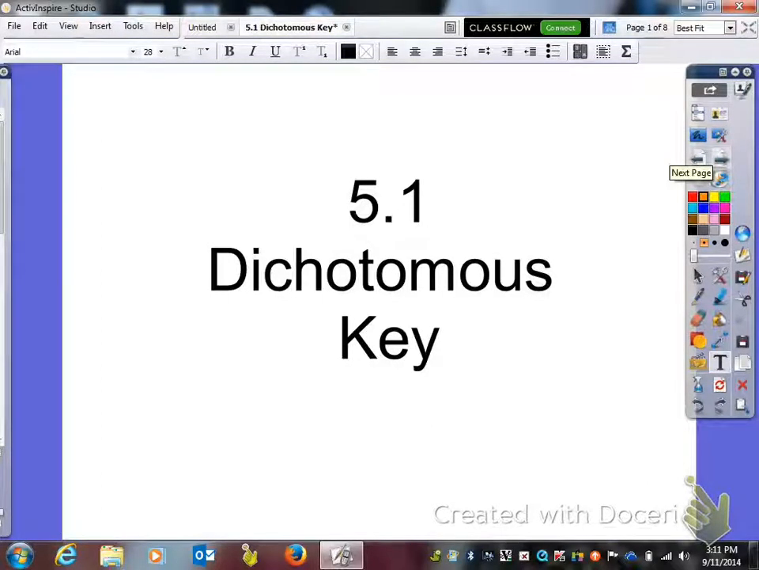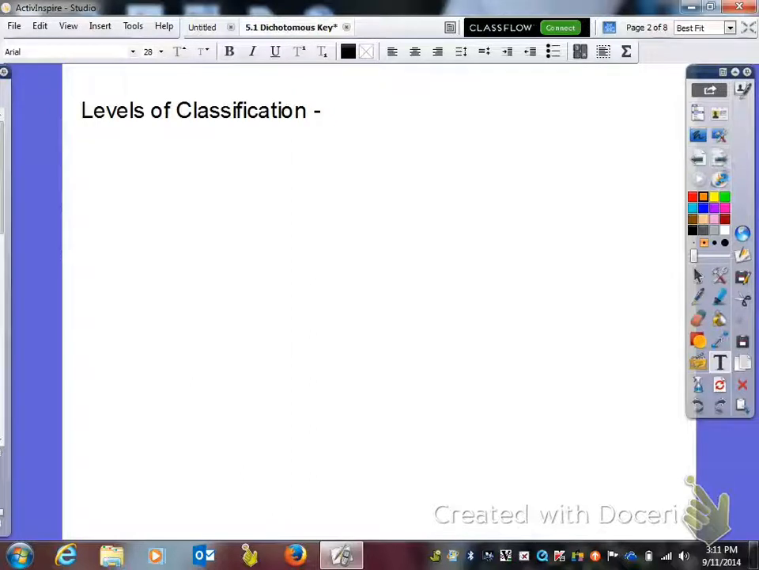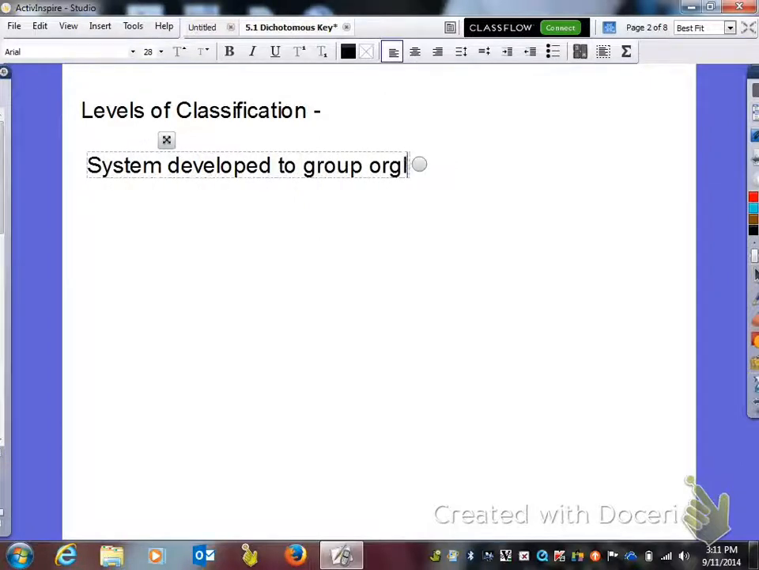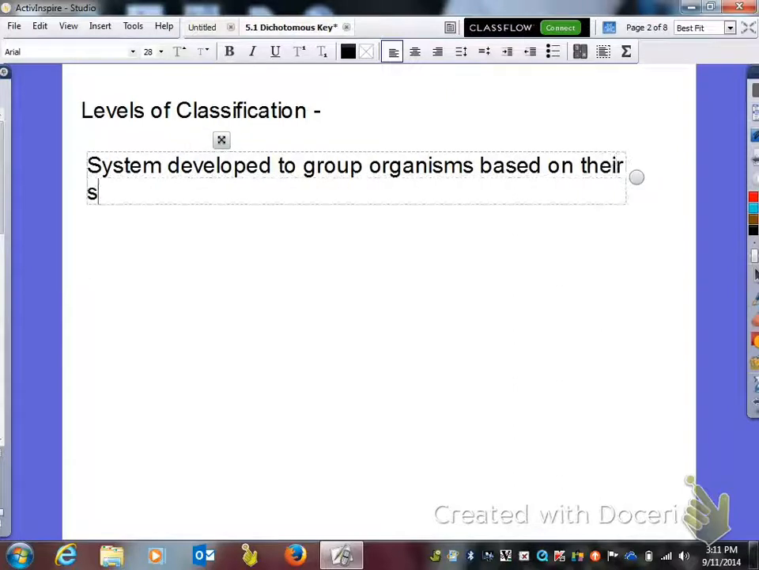SPI 5.1 dichotomous keys. Okay, the first word we need to define is levels of classification. Levels of classification are systems developed to group organisms based on their similarities to each other. Often we look at physical characteristics, as when the classification system first began, and since then we have gone a little bit further.